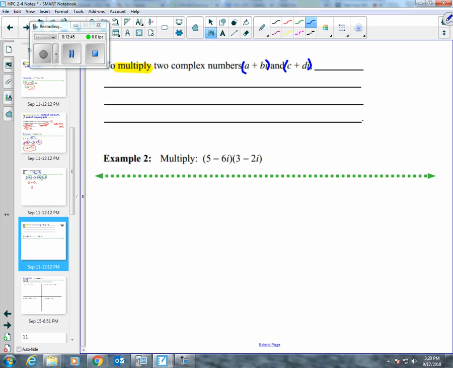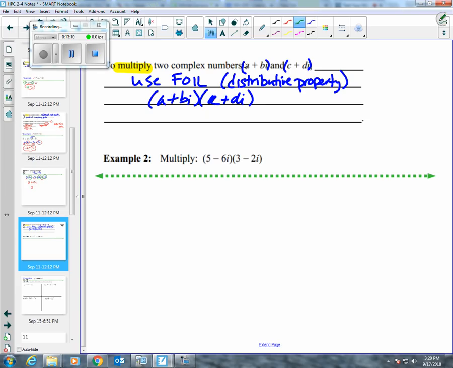So how do you multiply 2 binomials together? You use FOIL. So that's first, outside, inside, last. It's the distributive property. You're going to multiply these 2 together. So we're just doing the distributive property. It's the same as what you would assume even if you didn't know what the i's stood for. So a plus bi times c plus di. So first, outside, inside, last.